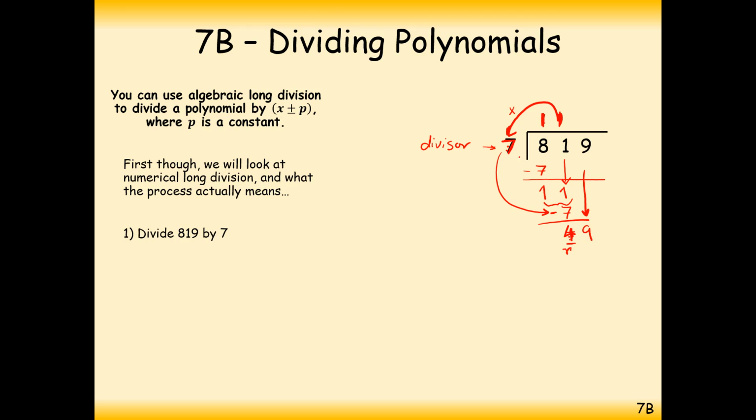But 49 now divides by 7, and we put a 7 here. 7 times 7 is 49, and I subtract, and I get a remainder of 0, which is fine. So my answer was 117. The answer appears here, and the remainder here. Alright, so let's have a look at another example.